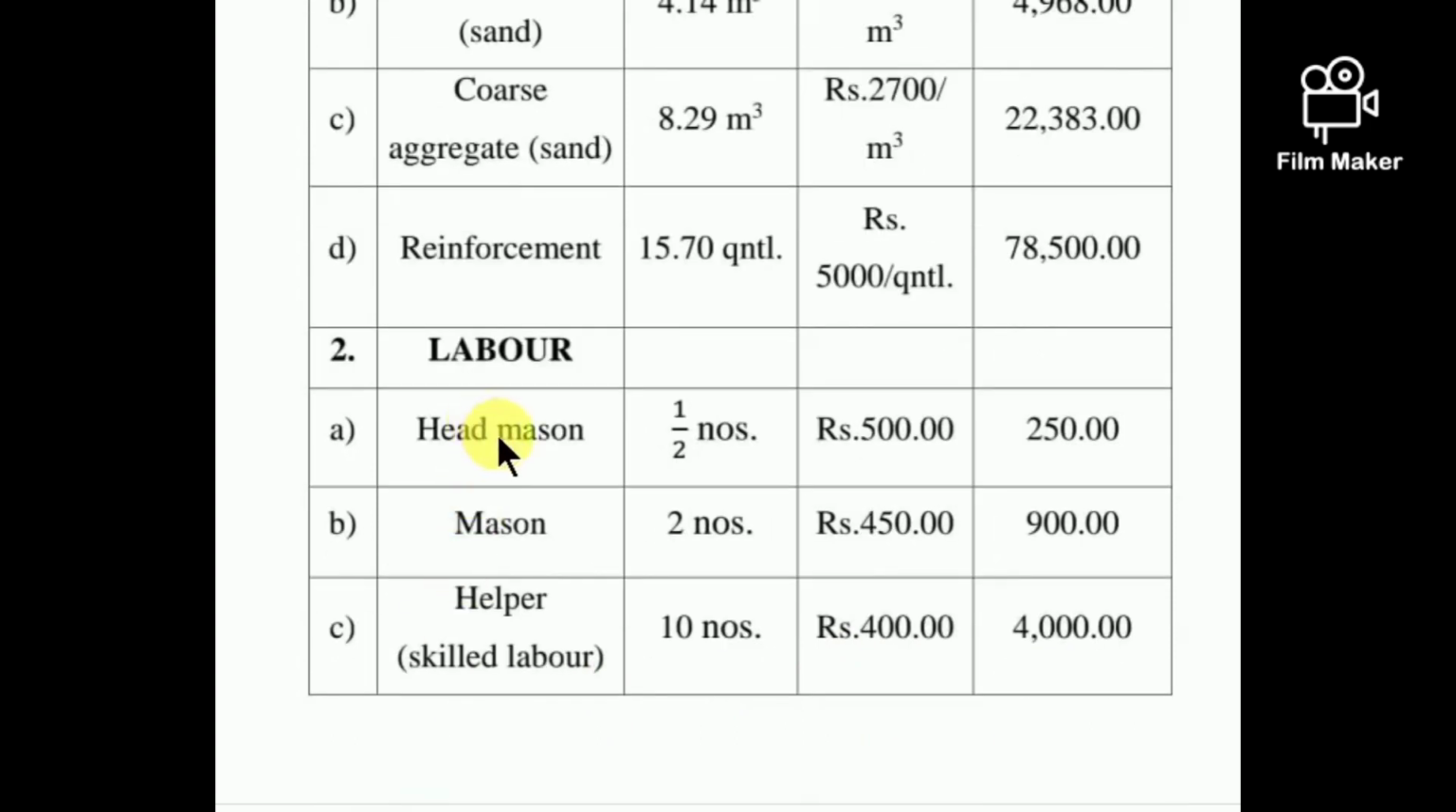Here we have first a head mason, half numbers. That is, one head mason can do the work in half a day and his rate is rupees 500. So multiplying these two will get this amount. Then mason, we'll take it as 2 numbers and the rate for one mason is rupees 450. So multiplying these two will get us 900. Then we have the helper, that is the skilled labor, 10 numbers. The rate for one is rupees 400. So multiplying these two will get this as 4000.